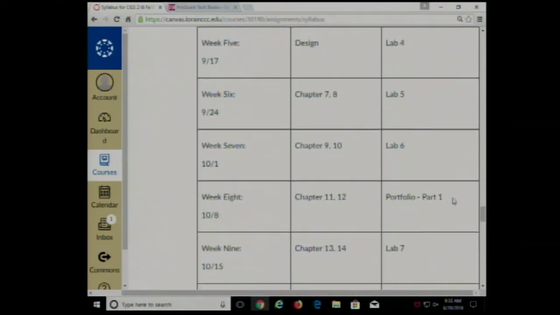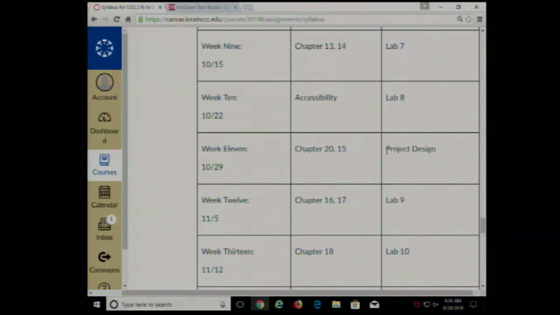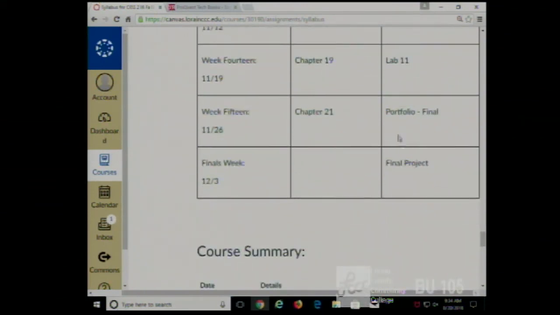There's a couple of times, for example, week 8, there's no lab assignment due, but part one of your portfolio is due. Week 11, the project design is due. Week 15, your final portfolio is due, and your final project is due.